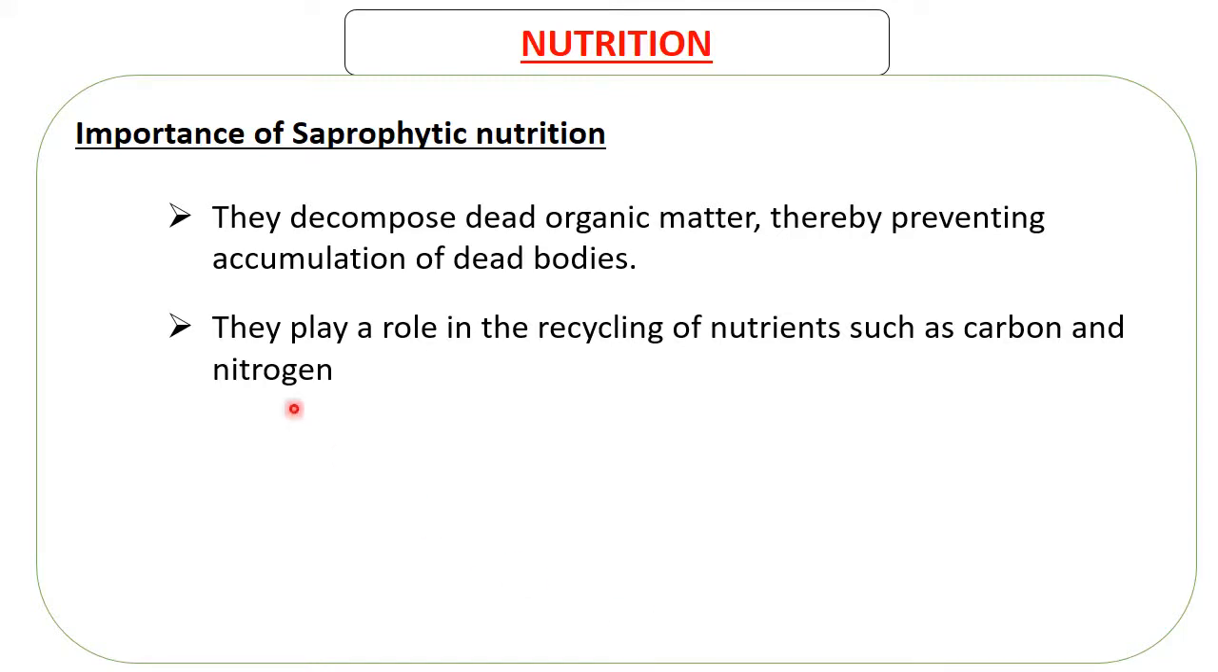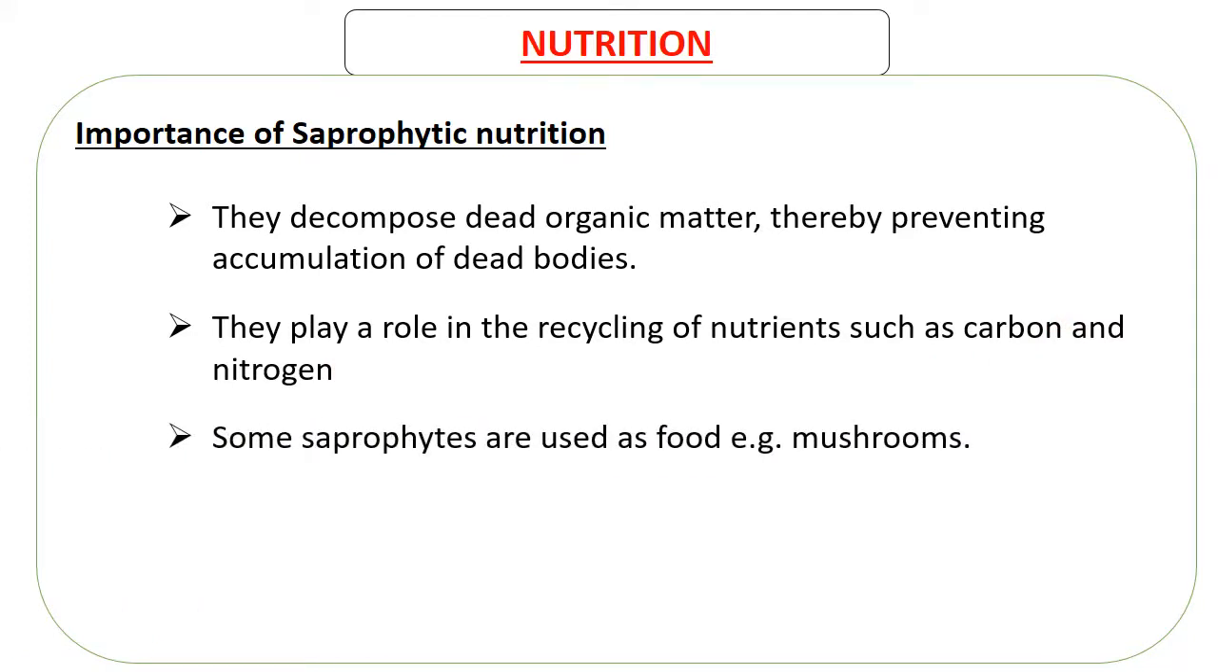Another element that is taken back is nitrogen. There's nitrogen in the air, a small percentage, but there are certain types of saprophytes that are able to take this nitrogen from the air and put it back into usually the roots of certain plants. So they help in recycling nutrients such as carbon and nitrogen. These two are going to be studied in detail in a later topic.